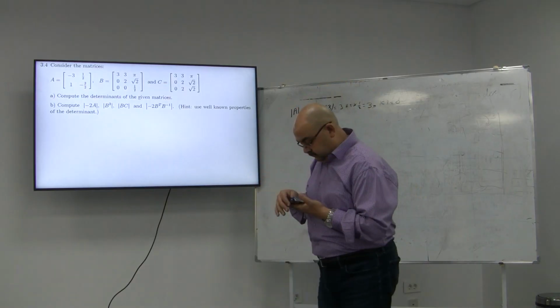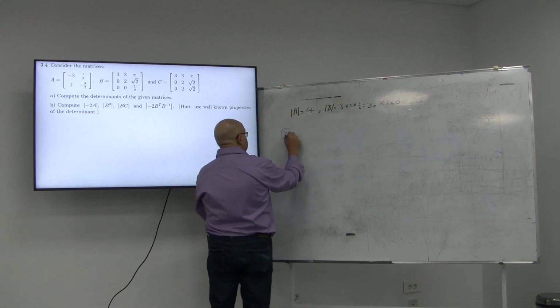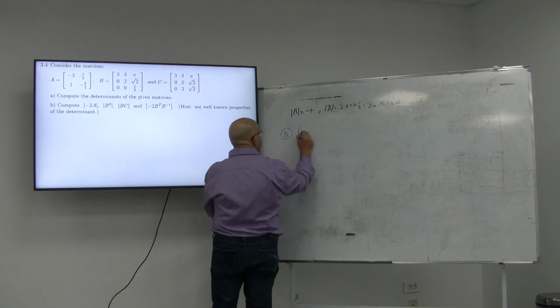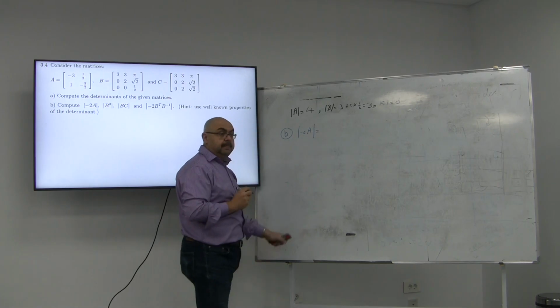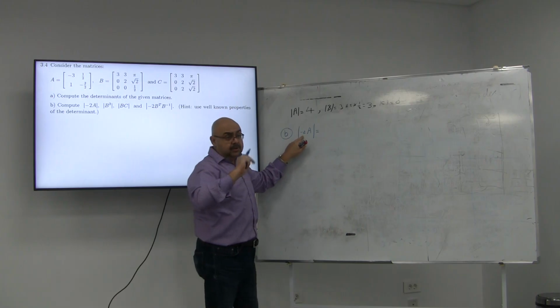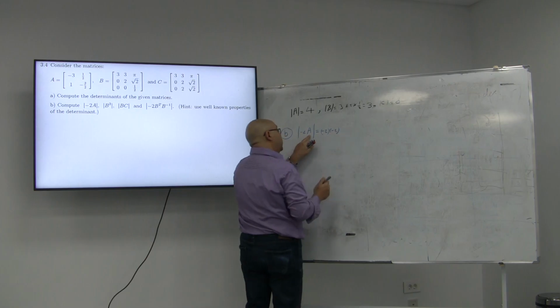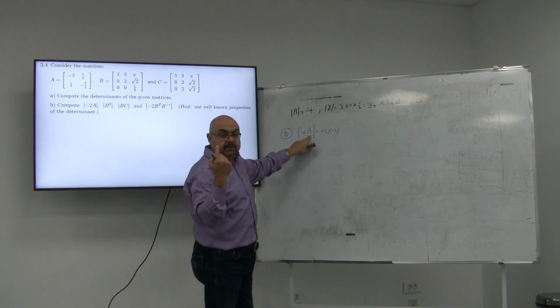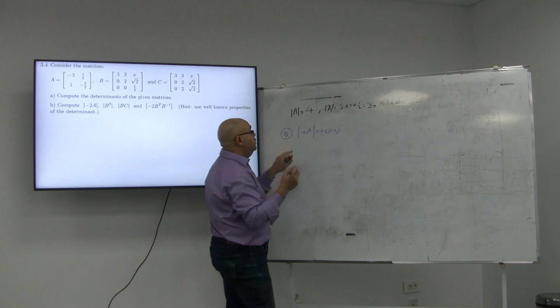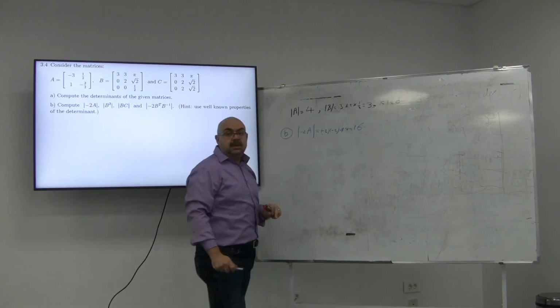So for the determinant of negative 2A, the negative 2 is multiplied in the two rows. As a determinant I will take it out, so it means negative 2 times negative 2, and then the determinant of A. Determinant A equals 4, so the result will be 16.